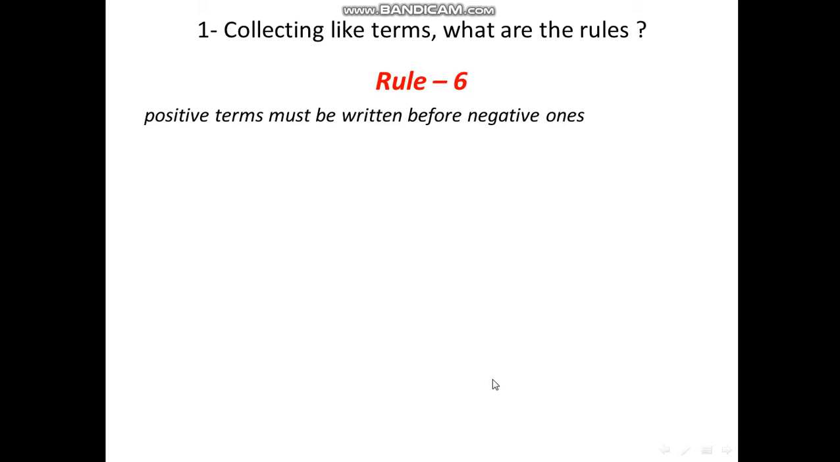The sixth rule, positive terms and negative terms. When you have something like this, you have to bring the positive term to the front. We write the positive term first, then the negative term. And as I told you before, for the positive, sometimes we don't write the sign. For the most part we don't write plus, we write only 5. When there is no sign here, this means it is a plus, but when there is a sign, it must be negative, okay?